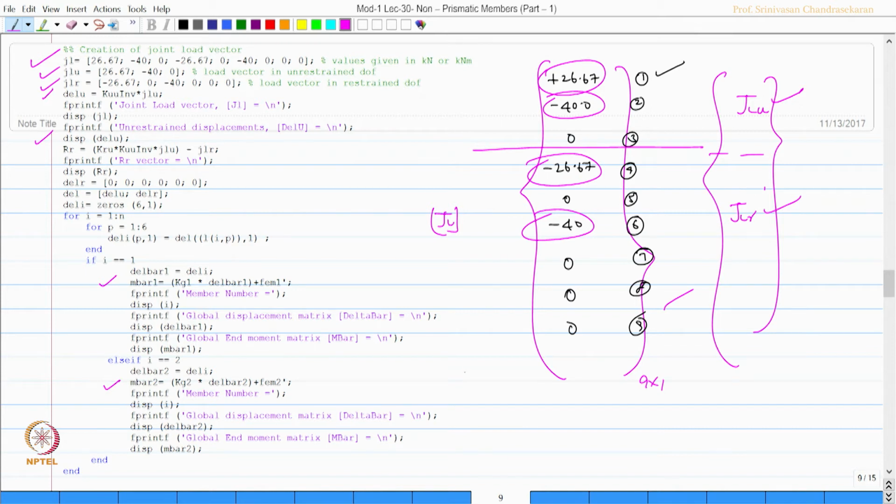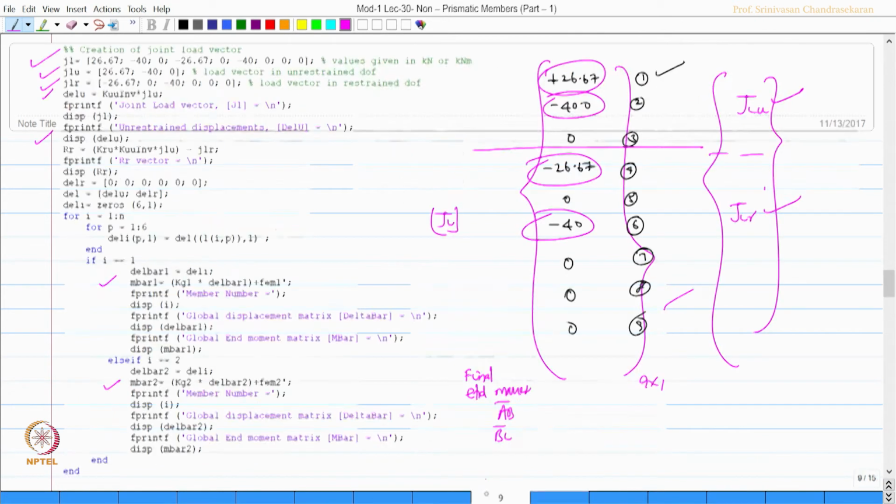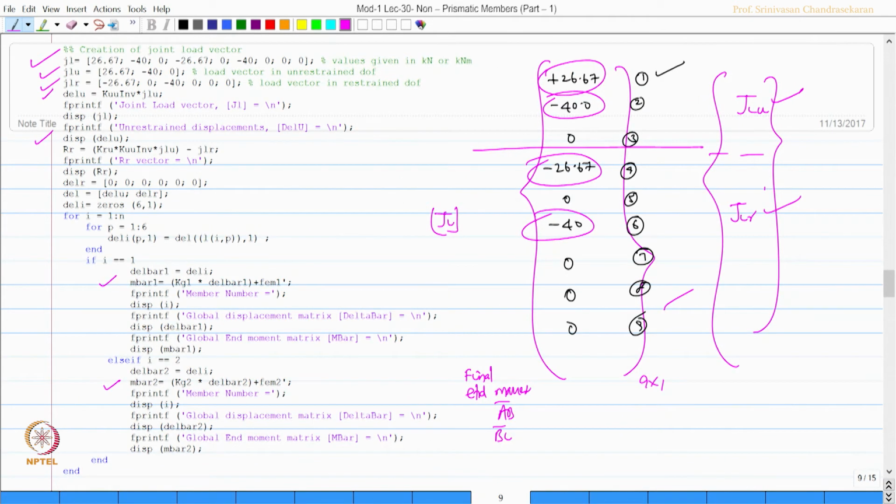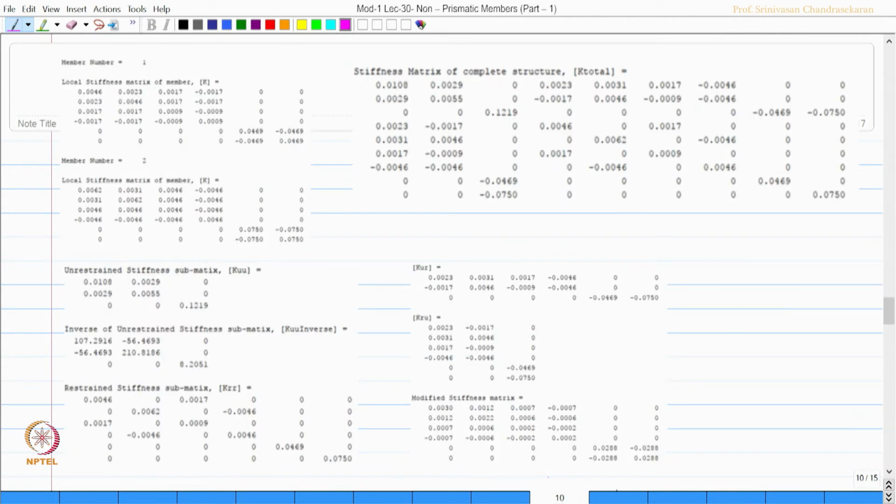then we found m bar of both the members. So, we now get the final end moments of both member AB and member BC. Then we ultimately find the RR vector, which is the final result of the problem. So, we get the RR vector, the restrained vector at both the supports. We will see that now. Let us see the output now.